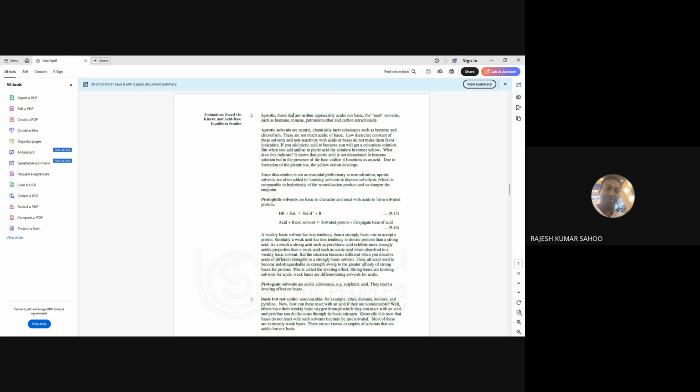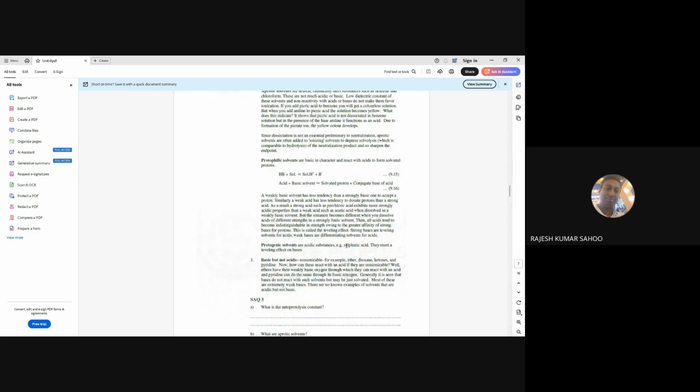Similarly, protophilic solvents are basic in nature and react with acid to form solvated protons. Examples are given. Oh yes, perchloric acid is an example of protophilic solvents. Similarly, a protogenic solvent is sulfuric acid. They are acidic substances. They exert a leveling effect on the bases.